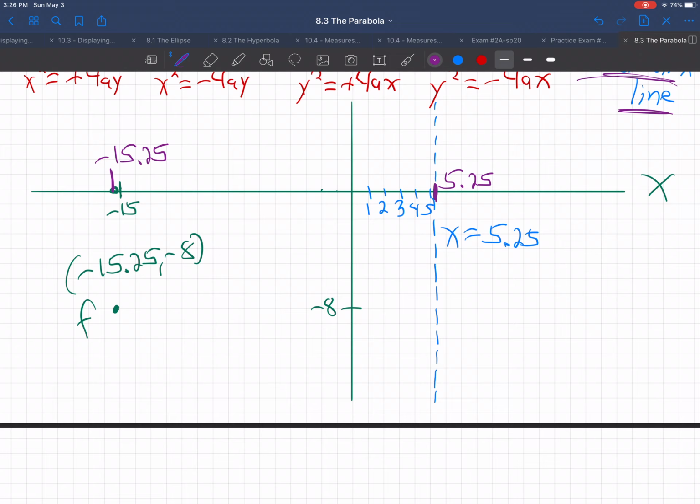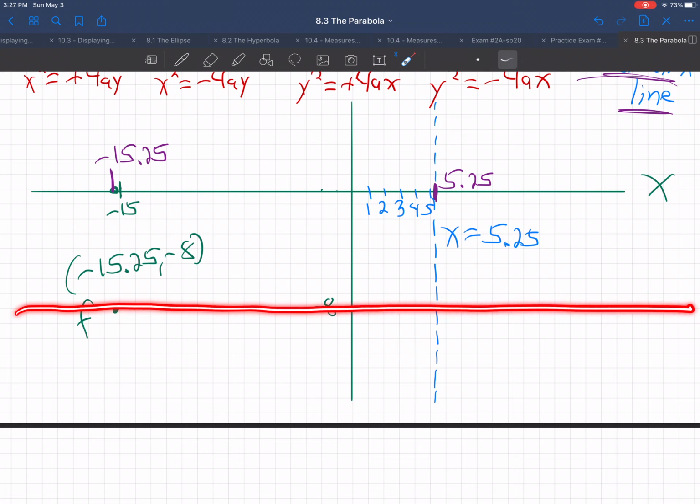I know it's down 8. I know that it's going to be on this line somewhere. I know the center is probably around in here. I know the center of the parabola, called the vertex, is going to be somewhere on that line because it's got to be lined up with the focus. And it's going to be going this way. Does that make sense?